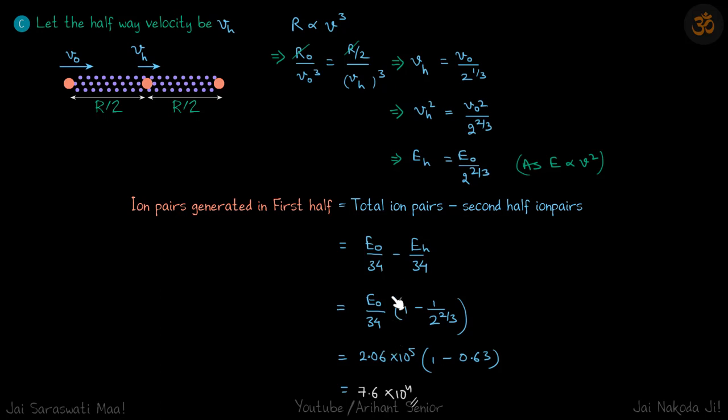All right, E naught by 34 we already saw in the B part. So that is the total number of ions formed, which is this. 1 minus this comes to be this, and this is our answer for the first half.